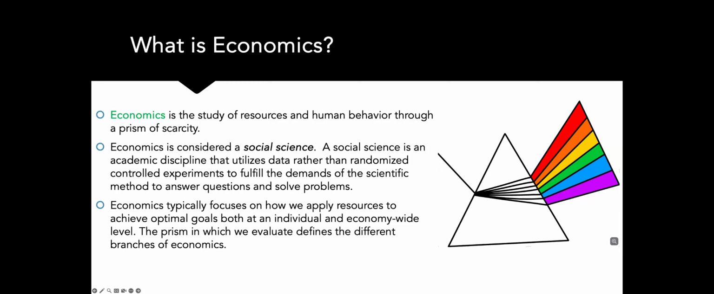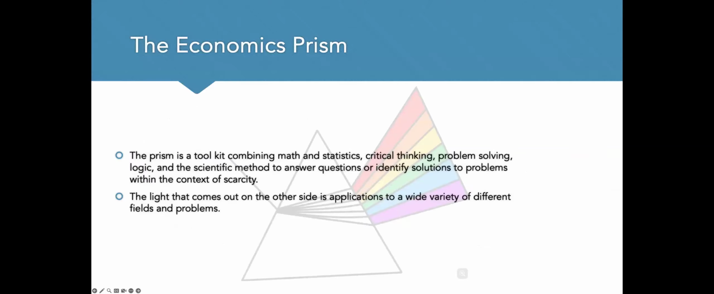But economics is typically focusing on how we apply resources and how we can achieve optimal goals, both at an individual level and an economy-wide level. So if it's an individual level, you're in microeconomics world. If it's economy-wide, you're in macroeconomics world. But the prism through which we evaluate is what allows us to define the different branches of economics. So this little rainbow pattern here is basically the different fields of macroeconomics. But again, we're filtering the light through scarcity.